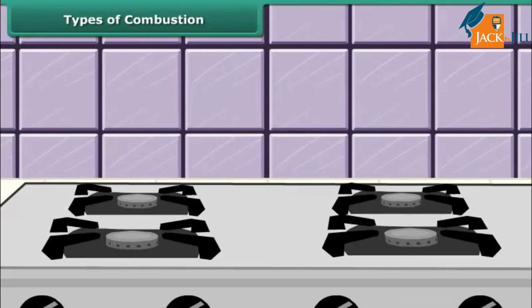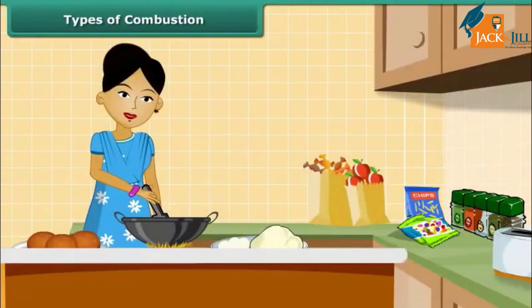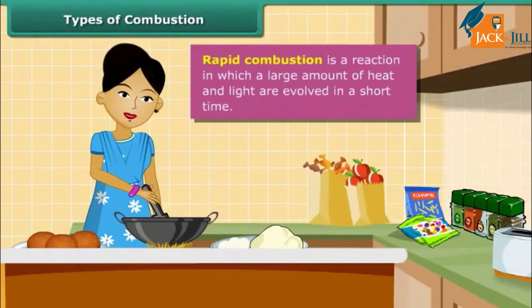Let us now look at types of combustion. You can see a lady igniting LPG in a kitchen to make food. LPG burns quickly, producing a lot of heat. This type of combustion is called rapid combustion.